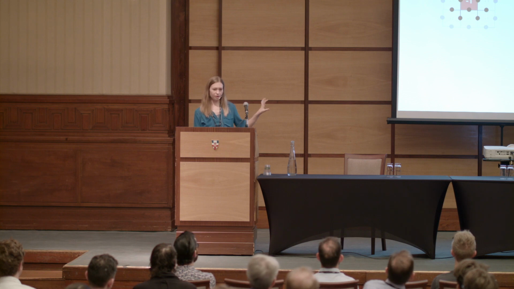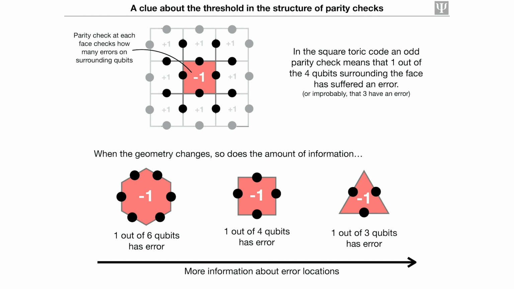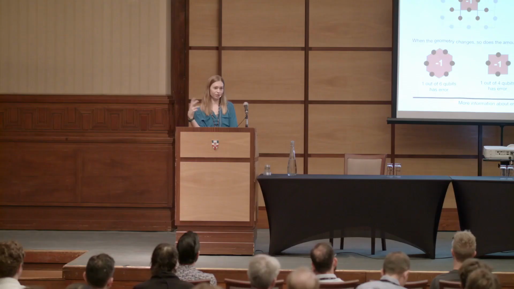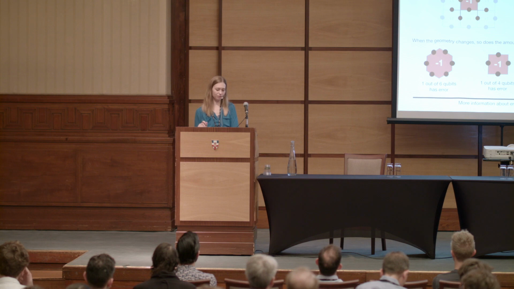But the amount of information we're getting from that parity check depends on its geometry. So if we imagine having plaquettes of different sizes with different numbers of qubits on their boundaries, then we're getting different amounts of information. If we have a hexagonal face, we're learning that 1 out of 6 qubits has an error, so that's kind of worse. We're not getting as localized information. If we have a triangular face, then we learn that only 1 out of 3 qubits. It seems better because it's more focused. We've got a more explicit piece of information about where the errors are likely to be.